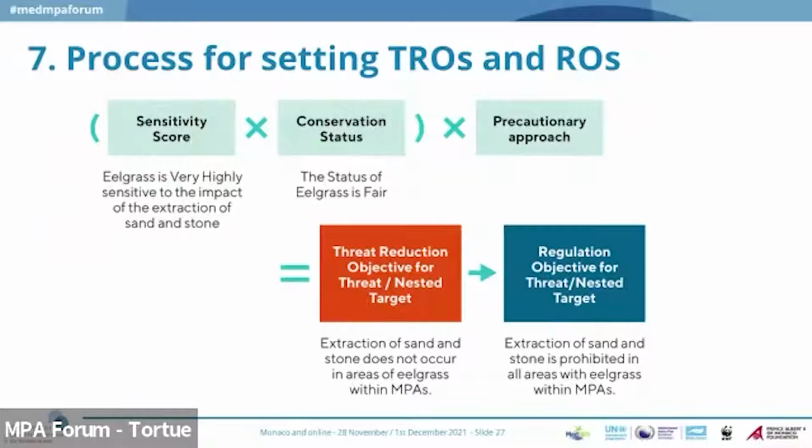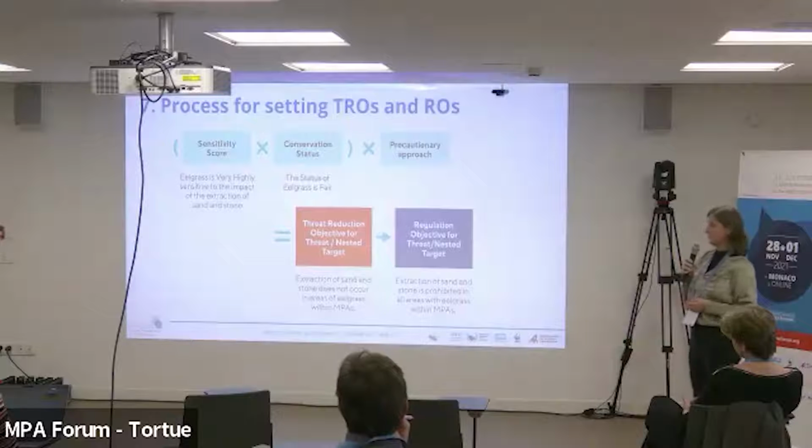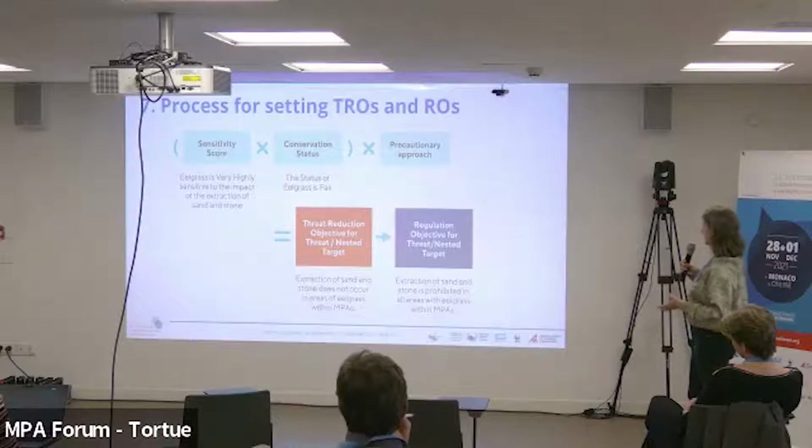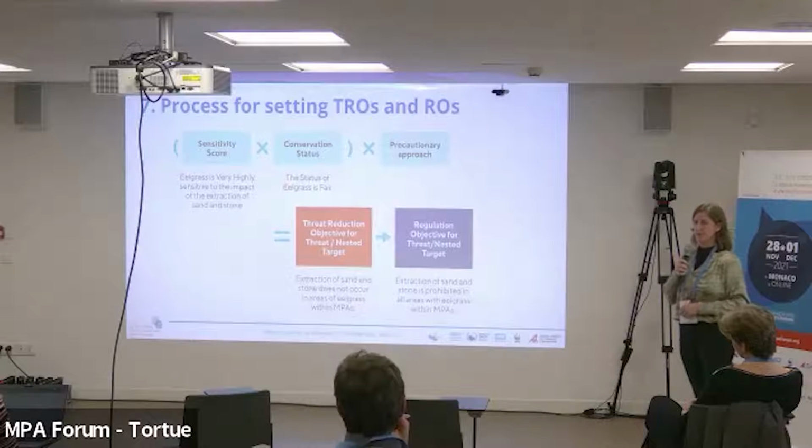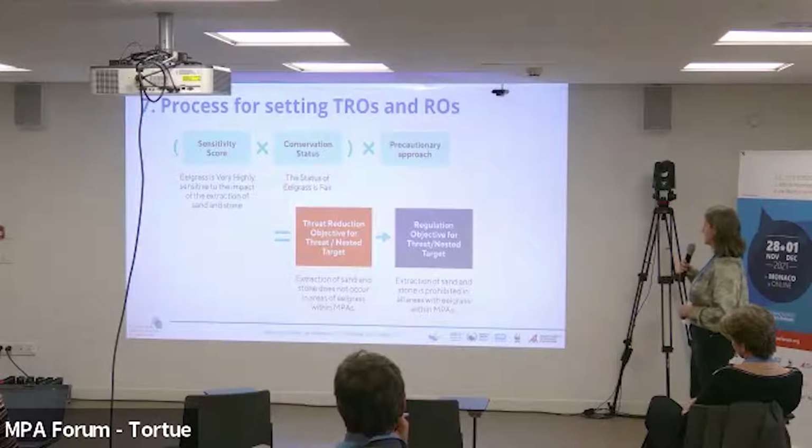So for this example here, as you can see, we estimated that eelgrass is very sensitive to the impact of extraction of sand and stone. We know that the status of eelgrass is fair, so it's not in a very good state. And therefore, the threat reduction objective for this one came out as extraction of sand and stone does not occur in areas of eelgrass within MPAs. And the associated regulation objective is therefore that extraction of sand and stone is prohibited in all areas with eelgrass in the MPAs. Next slide.